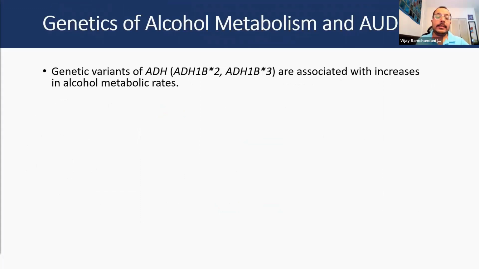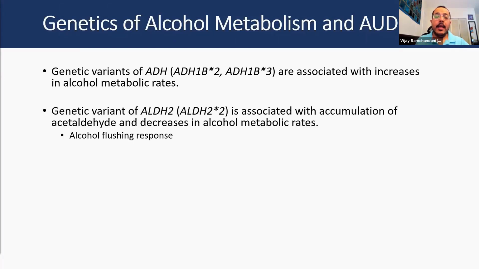With regard to these variants in the ADH, what we find is that genetic variation in these enzymes are associated with increased alcohol metabolic rates. While for ALDH2, there seems to be an increase in the acetaldehyde level because the enzyme that is formed is actually deficient in its ability to break down acetaldehyde. And so you get an accumulation of that and also a decrease in alcohol metabolic rates. And this is what is thought to be related to the acute alcohol flushing response, the nausea and the reddening of the face and the tachycardia, the increased heart rate that is seen in individuals who have this very characteristic response when they drink alcohol, and which is seen in about 30% of Asians.